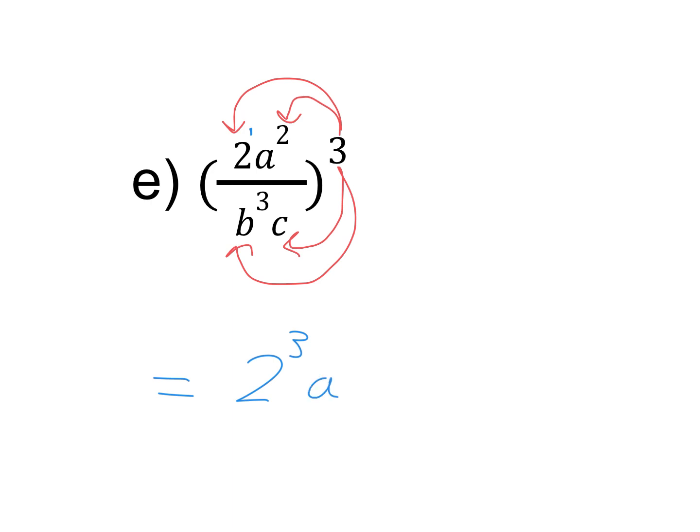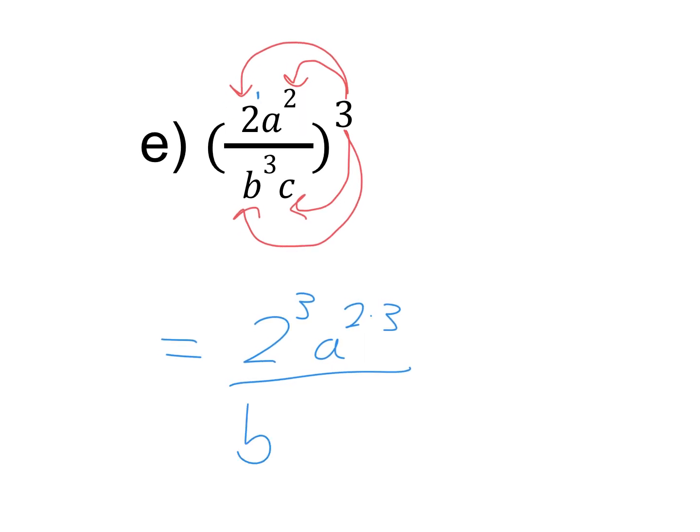Then we have a to the power of 2 times 3. Then in our denominator, we have b to the power of 3 times 3. And then again, we have c, which would just have an exponent of 1. So this becomes c to the 3rd power, because 1 times 3 is just 3.